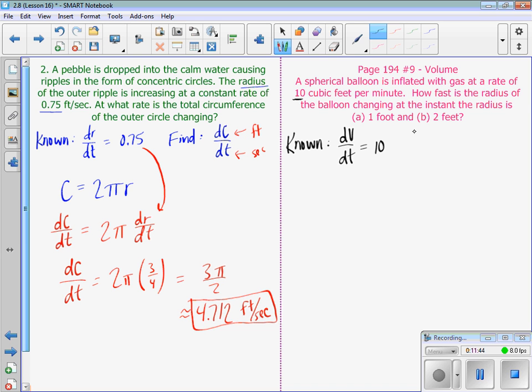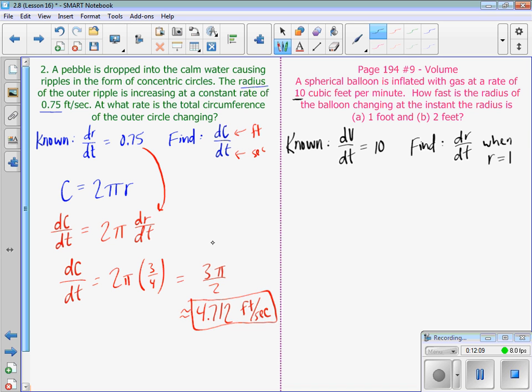How fast is the radius changing? So what I'm trying to find is what? Yeah, dr/dt, at the instant when the radius is 1. So I'm going to say find dr/dt when r equals 1. And then we'll do when r is 2 in the next step. So this is just part A.